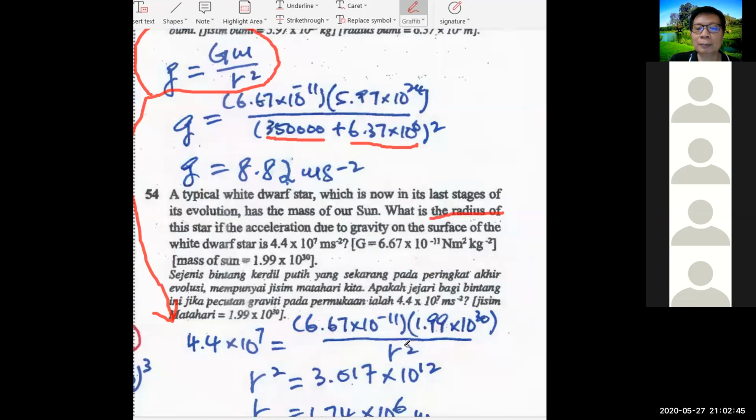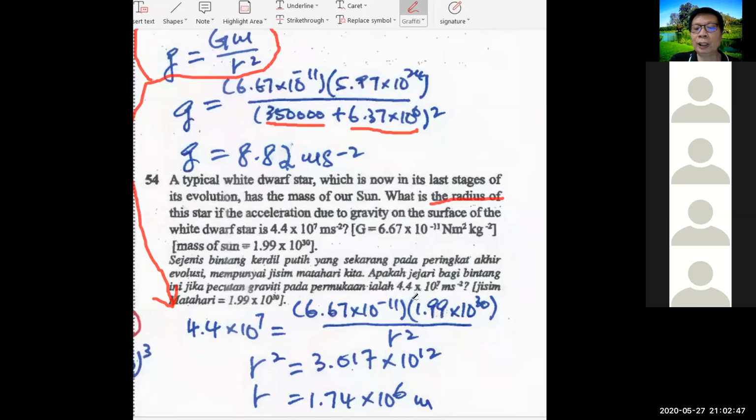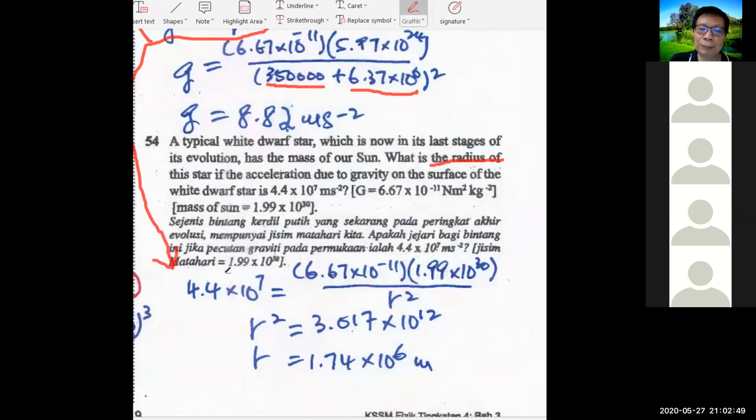So to find this R, what you need to do is bring the R squared up here and this number down. So exchange: this R squared goes up, this number goes down. Use the calculator, press very carefully, and you get this answer. Then finally you take the square root, and you get this. This is the final answer. Copy down the answer now, please understand. We are using the same formula as just now.